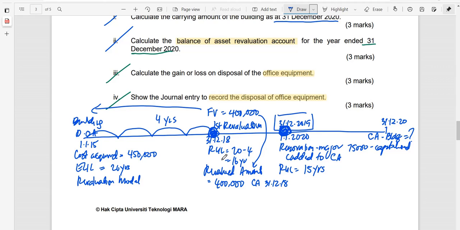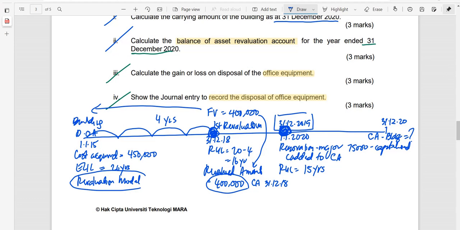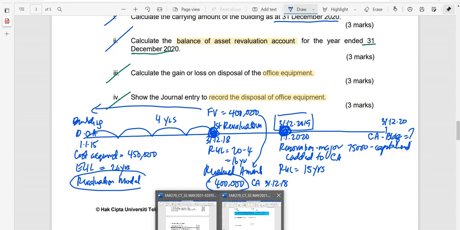So what we need to do is start with this amount, the 400,000. That is the revalued amount, the fair value, and therefore the carrying value is at that fair value under the revaluation model, and there is only the first revaluation, and the company adopts the revaluation model on subsequent measurement. Okay, let's look at what I have prepared for you.